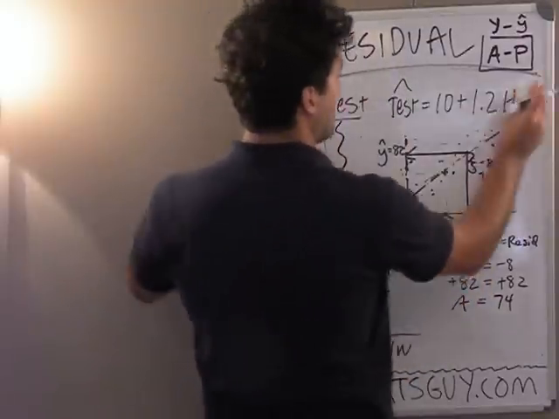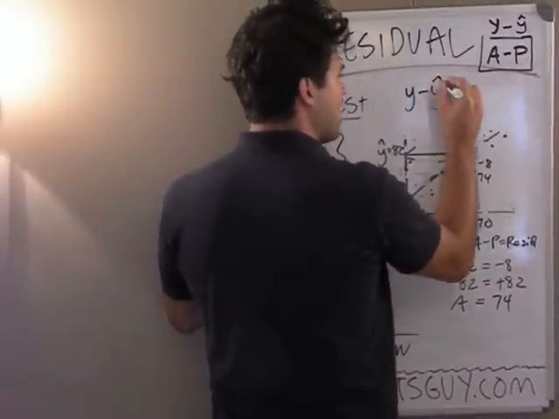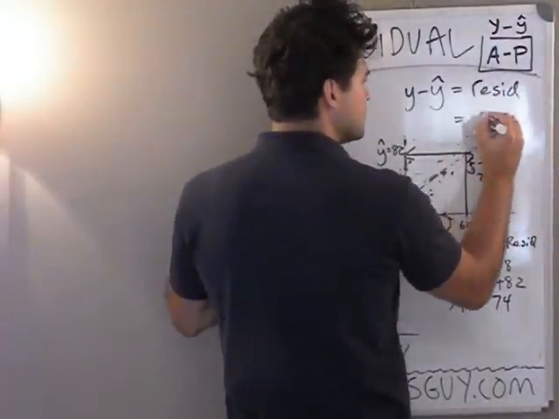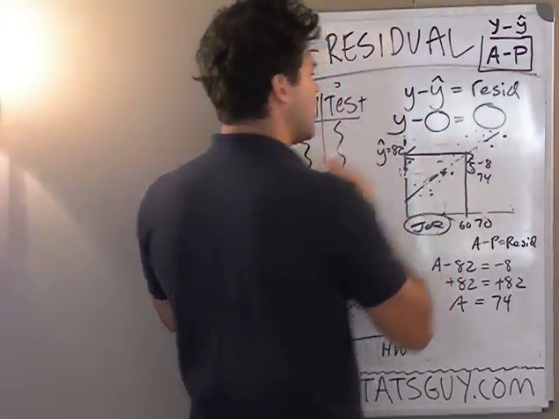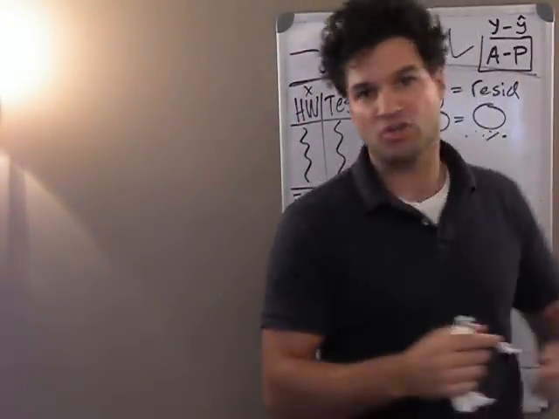So in this problem, notice, we have this formula, Y minus Y hat equals resid. You're given resid. You could find predicted, and you could just solve for the Y you're looking for, his actual. Okay, so remember that. The vertical distance is the residual. So hopefully that clears things up for you, and good luck.